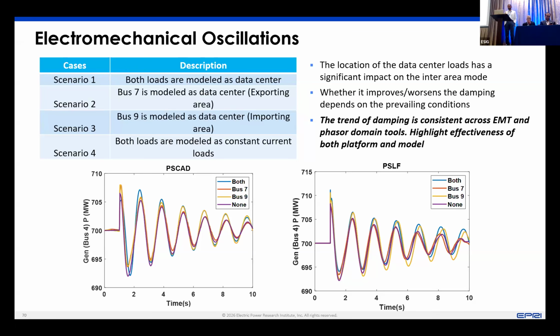But what we wanted to compare between PSCAD and PSLF was, are we getting the same type of damping ratios? Are we getting the same type of effect? And that is what we observed, that the trend of damping is consistent across EMT and the phasor domain tools. So again, it gives us some level of confidence that this model can now be used to do a lot of our phasor domain studies for our bulk system. And the NERC Level 3 alert does point out that you want to use a model that is PERC-1 or better.